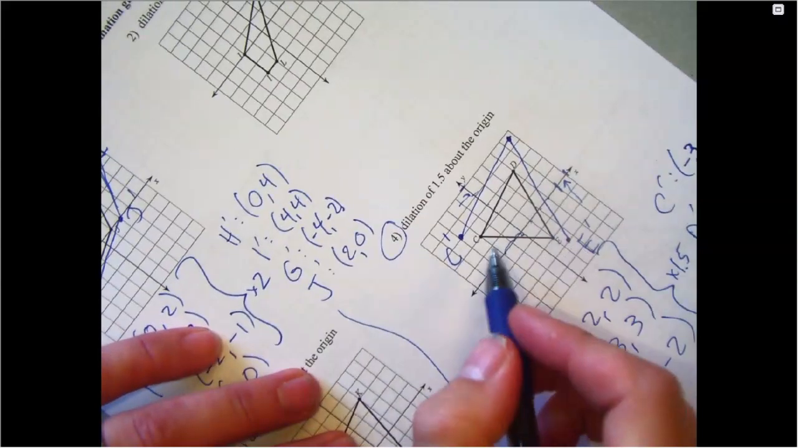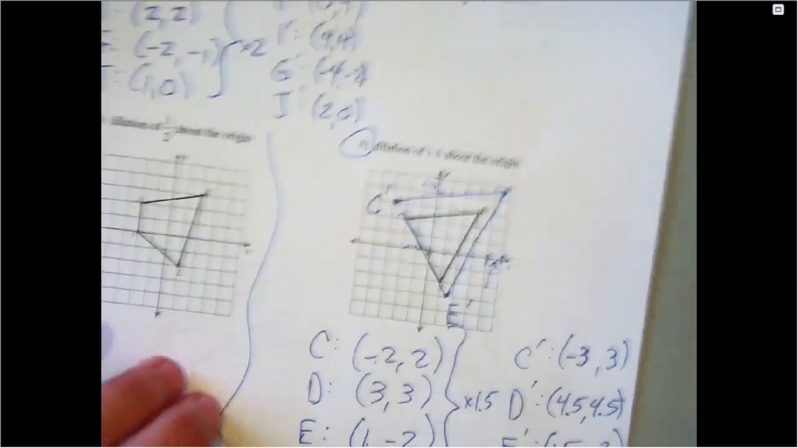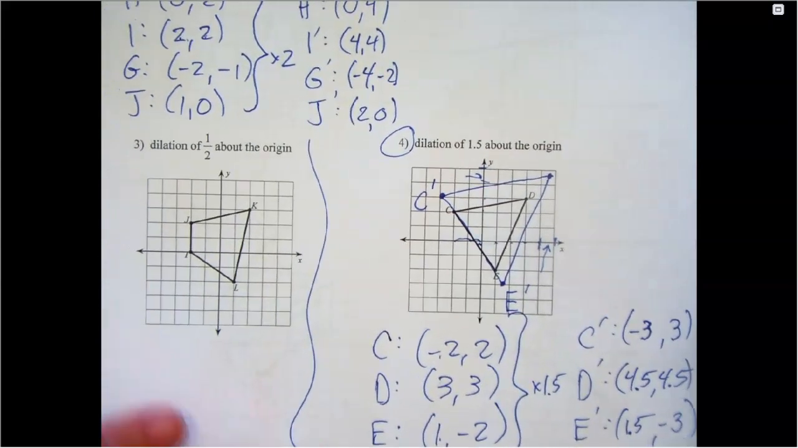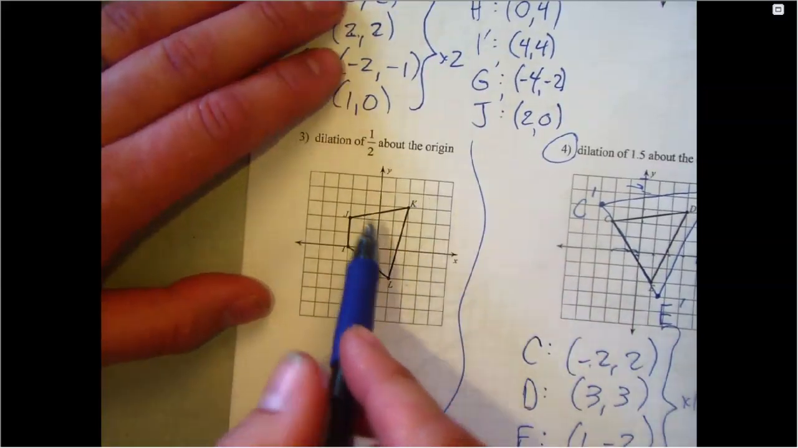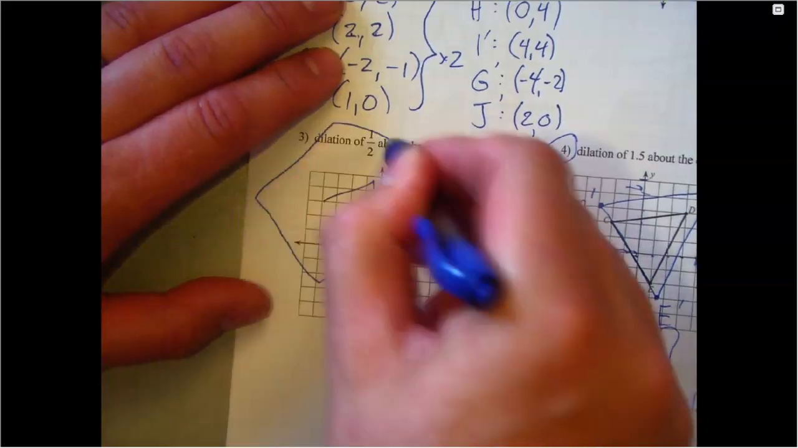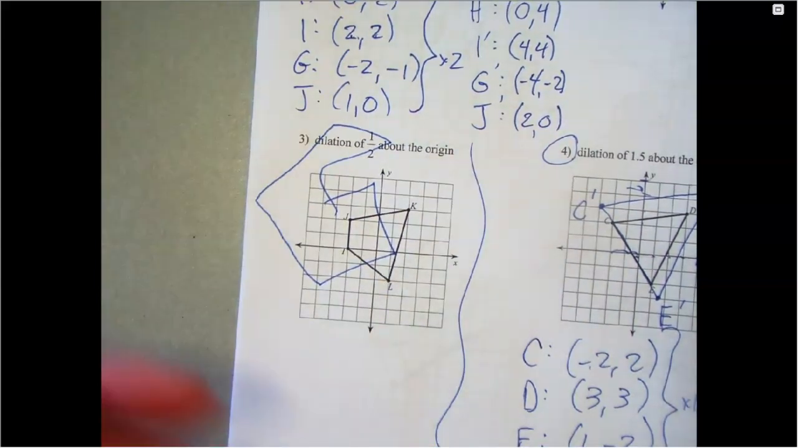And it looks to me like I did it right. How can I tell? It's the same shape, right? Just got bigger. If I started with this one and I'm trying to make it half as big and I end up with something goofy, I probably did something wrong. So it should be the same shape, just bigger or smaller.